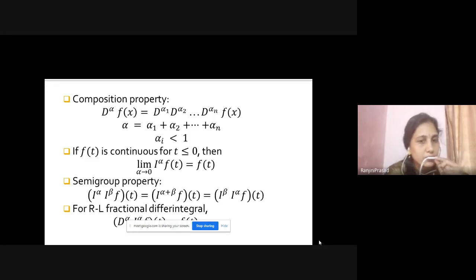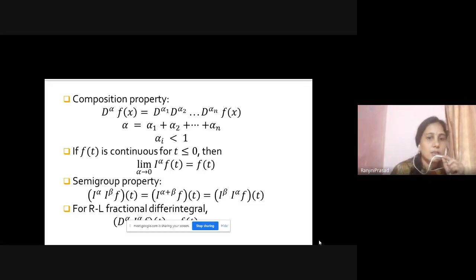I have here mentioned the integral format I. So here we can also apply D also. So integral as well as derivative, it is true. So I alpha I beta f of t is I alpha plus beta. It is also the same as I beta I alpha f of t. This is also true in ordinary differential equation we have studied. The same thing here.